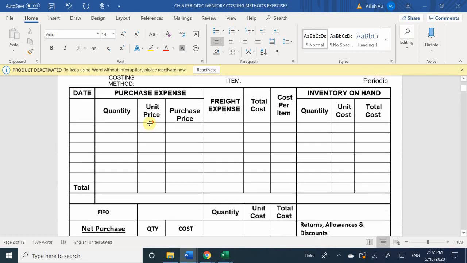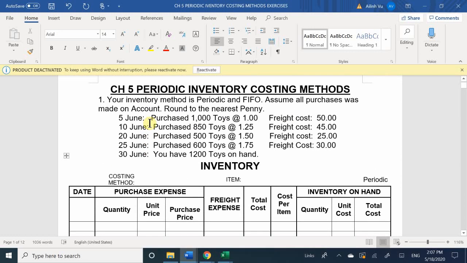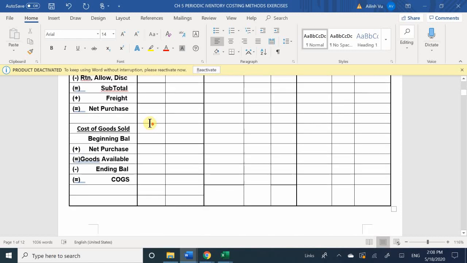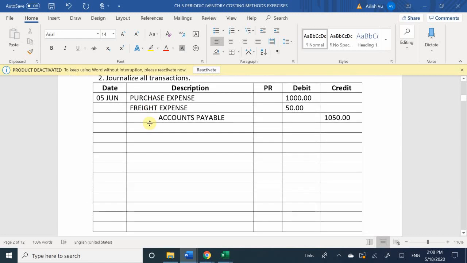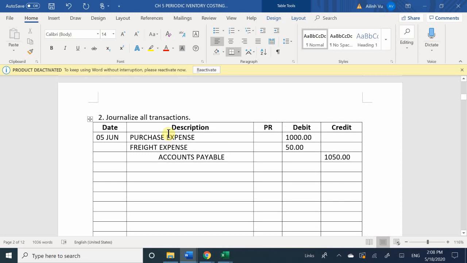Okay. So we recognize on June 5th that we bought 1,000 toys at $1 each. Freight was 50. So let's journalize that again, and it is purchase expense, freight expense, and because the assumption said at the very top, assume that all purchases were made on account, here's accounts payable. So here I have 1,000, here I have 50 for freight, and in grand total I have 1,050. All right. So let's go ahead and post this into our worksheet.